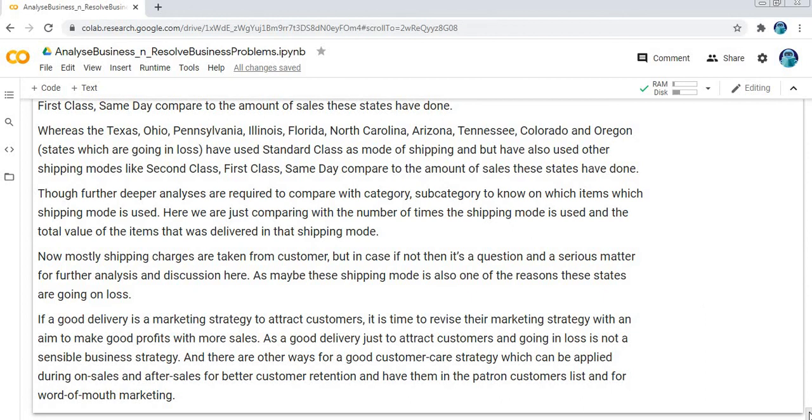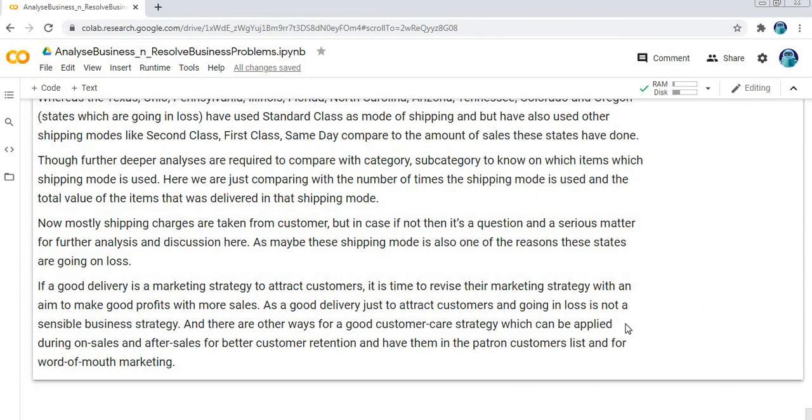So if good delivery is a marketing strategy to attract the customer, it is time to revise the marketing strategy. We can aim to make more profit with more sales rather than giving good delivery service. Just giving good delivery service to attract customers and going into loss is not a sensible business strategy. And there are many other ways, as we discussed earlier, for a good customer care strategy, which can be applied during sale and after sale, for better customer retention, to keep them on the patron list, and for word of mouth marketing.